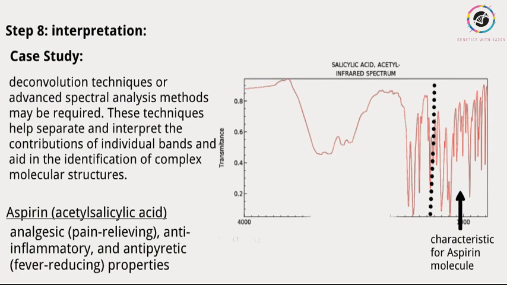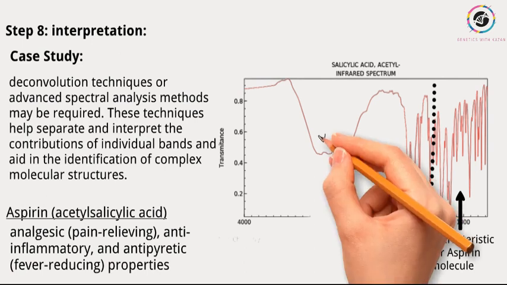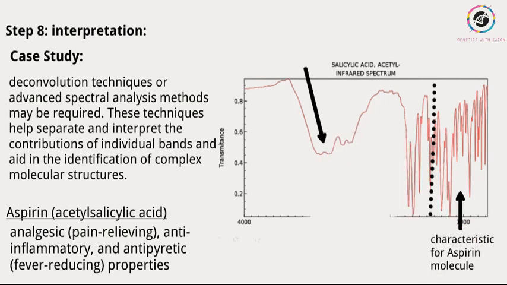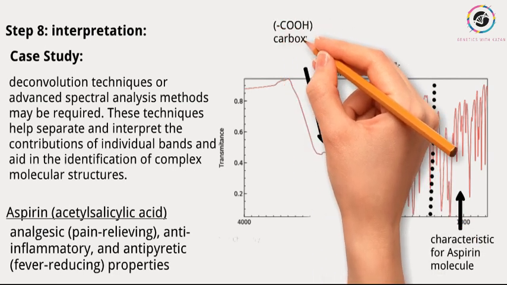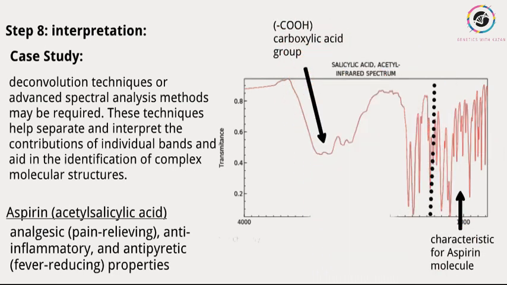Aspirin contains a carboxylic acid group, COOH. This functional group typically exhibits a broad and strong absorption band in the range of 2,500 to 3,300 cm inverse, due to the stretching vibrations of the OH bond. Ester functional group. Aspirin also contains an ester group, COO. The C=O double bond stretching vibration of the ester group is observed as a sharp peak around 1,700 cm inverse.